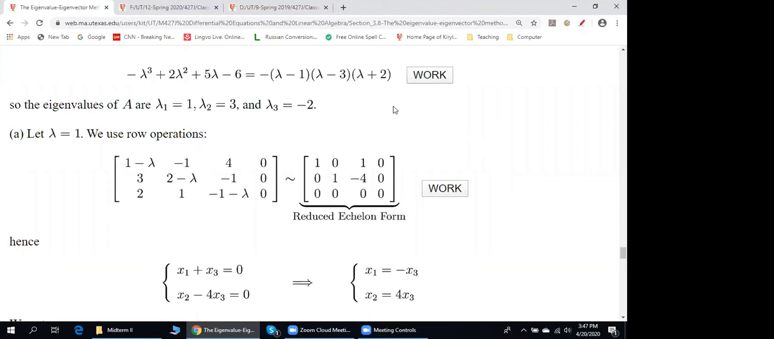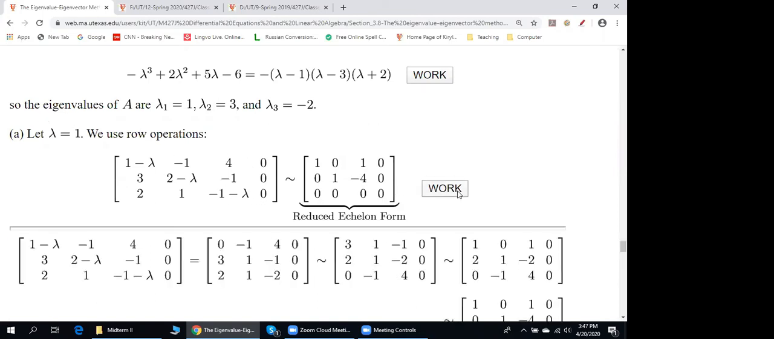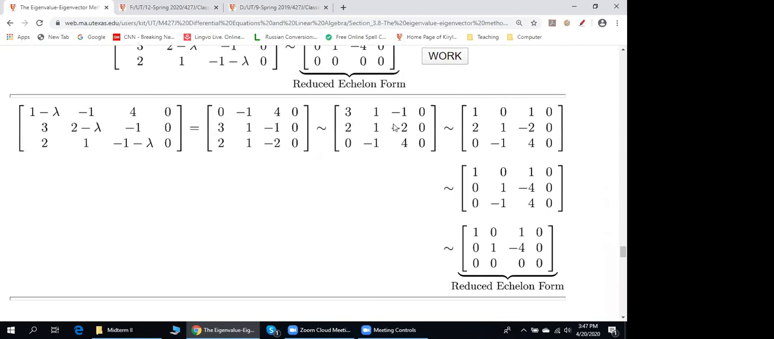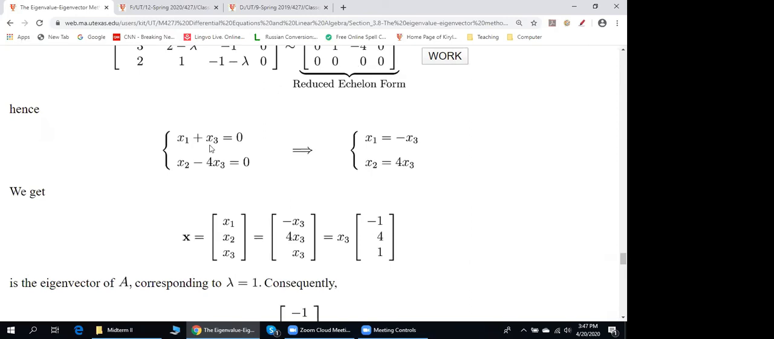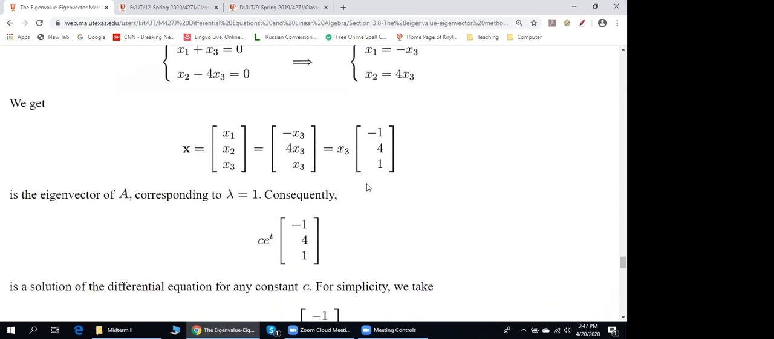And then for each eigenvalue, we find the corresponding eigenspace. For lambda equal to 1, in the augmented matrix, we replace lambda by 1 and apply elementary row operations to come up with a reduced echelon form. We switch to the corresponding system. We move the free variable to the right. And here is a complete description of all eigenvectors.